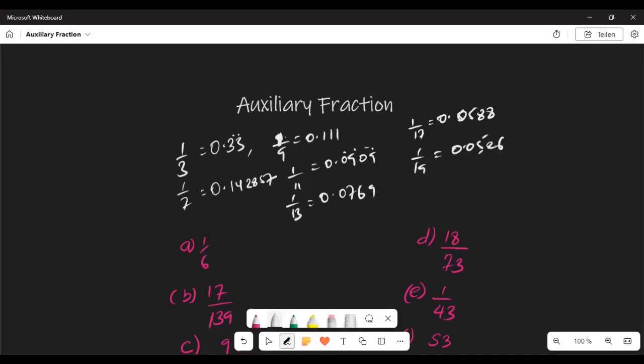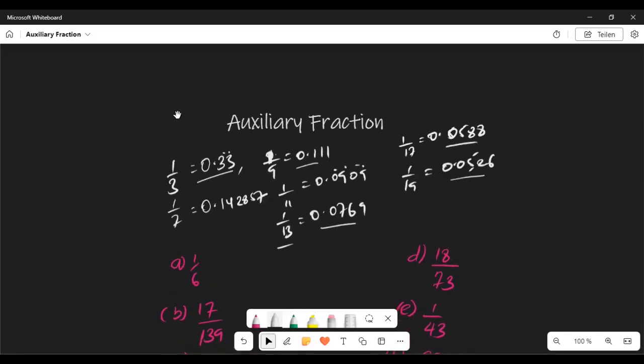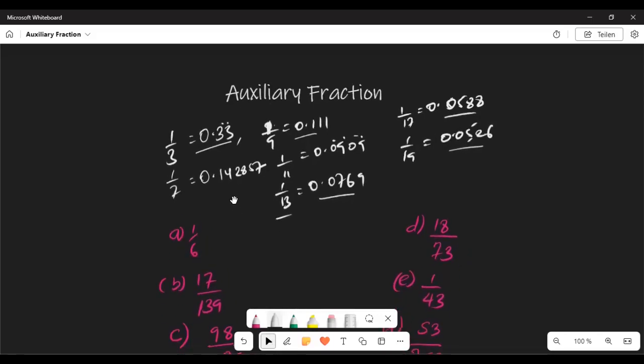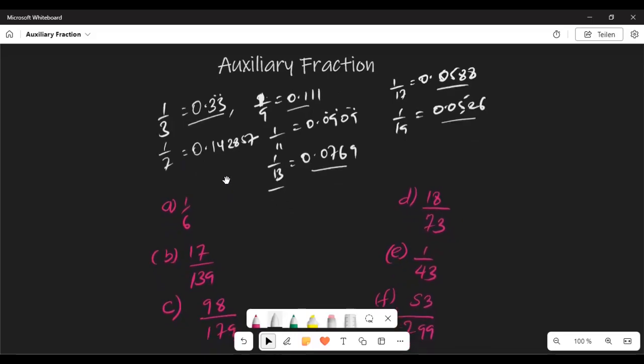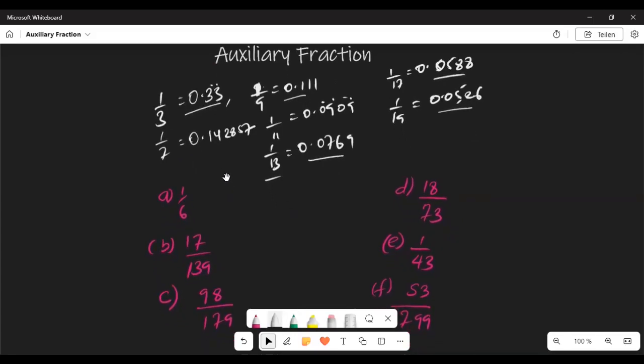These ones we just worked on in the previous video, and now these figures are going to help us a lot when we do the auxiliary fractions. These are fractions that, if you have to work with them, you can easily do the calculation without using a calculator. So I want us to look at this.